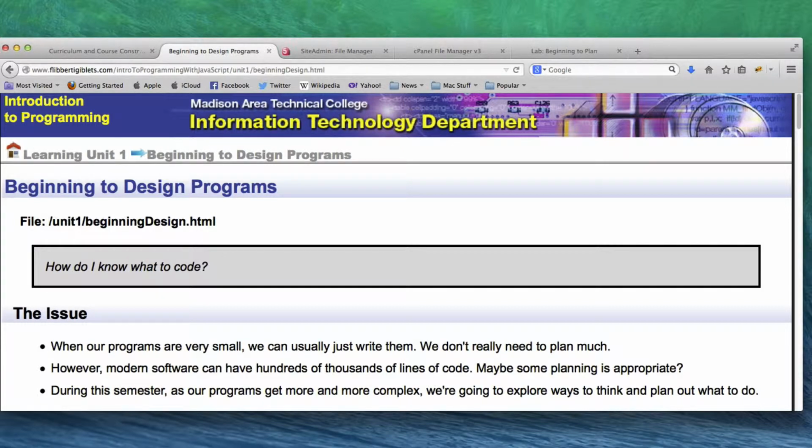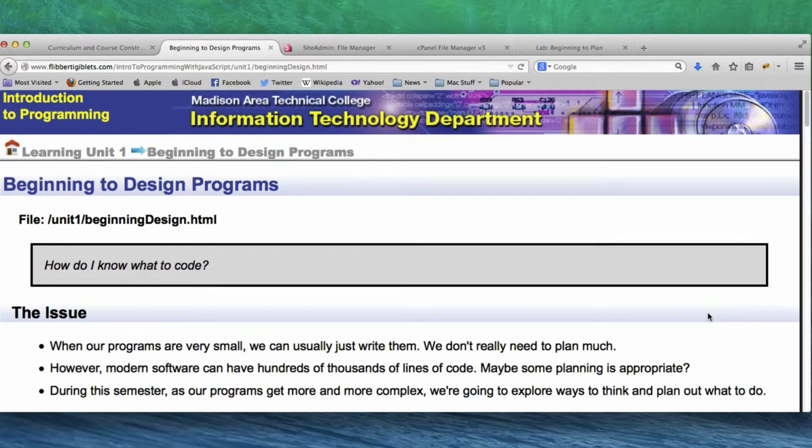Okay, so when our programs are small, we can usually just write them. Not much planning is involved in that. But most modern software could have hundreds, thousands of lines. I've worked on code that had over 1 million lines of code. So it's probably a good idea to do some planning. During this semester, our programs are going to get more and more complex, so we're going to think about ways how we can plan out what our code is going to do.